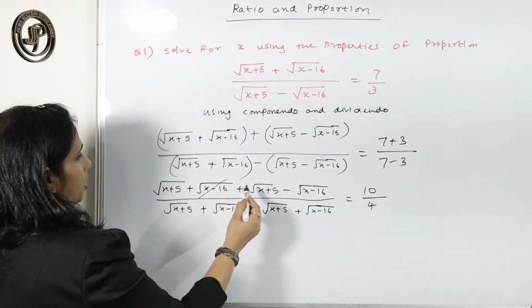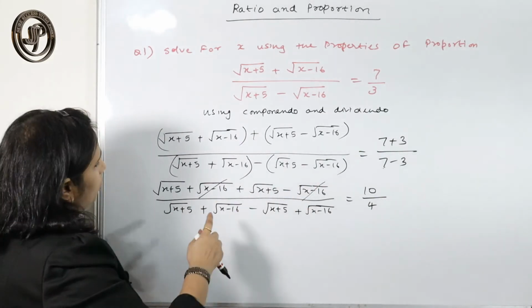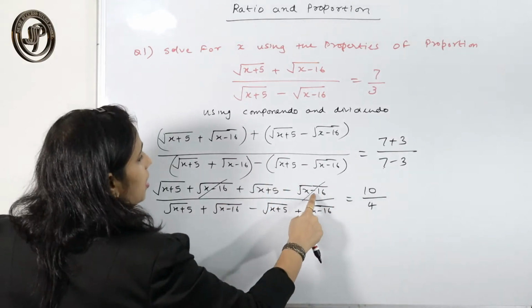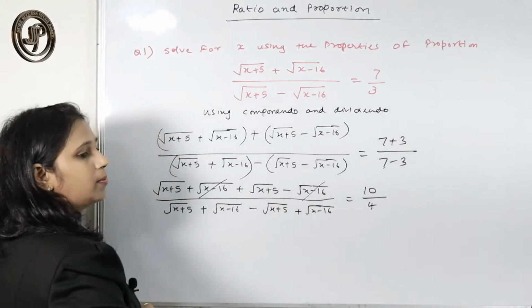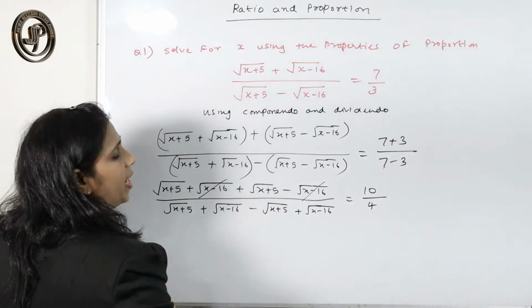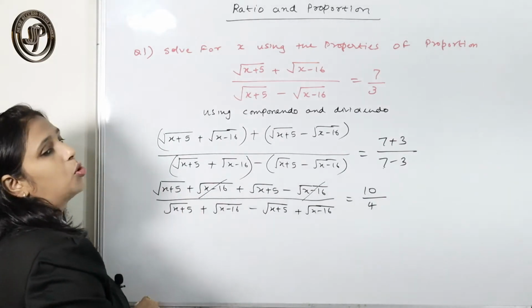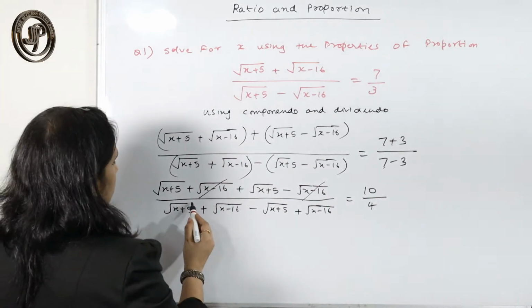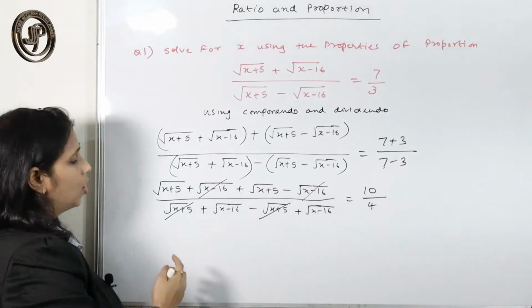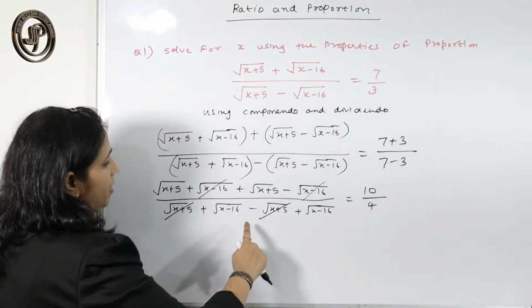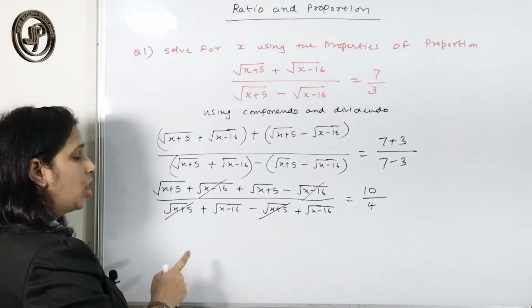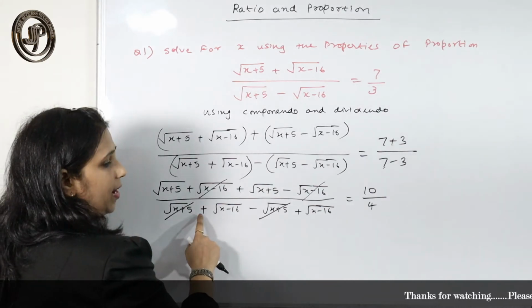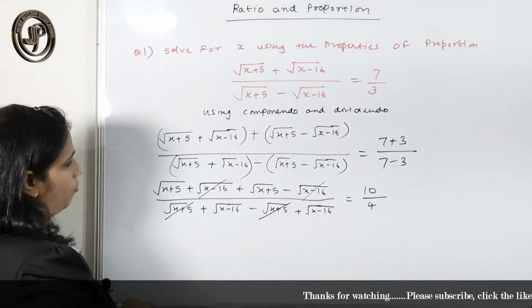Now, you can see this and this will cancel out. You will say x minus 16, x minus 16. Don't check that; check the sign outside root x minus 16. It is negative root x minus 16 here, and positive root x minus 16 there. Positive and negative will not cancel out here. Likewise, positive root x plus 5 and negative root x plus 5. Don't cancel out x plus 5 with x plus 5 here, because outside it there are negative and positive signs.